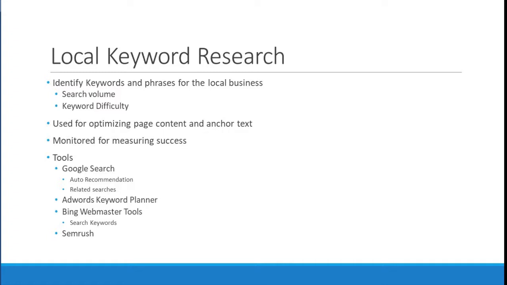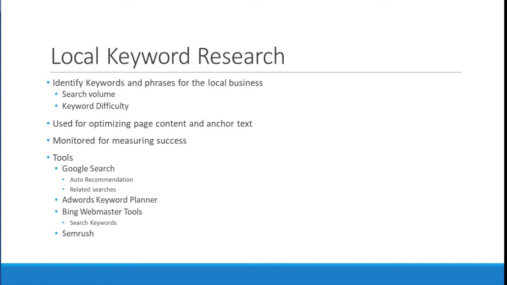Anchor text is what's hyperlinked, and it could be an internal link or external link, which I'll show you, is very important, as that ratio is measured and we do not want to over optimize that. We are going to monitor these keywords for measuring success.